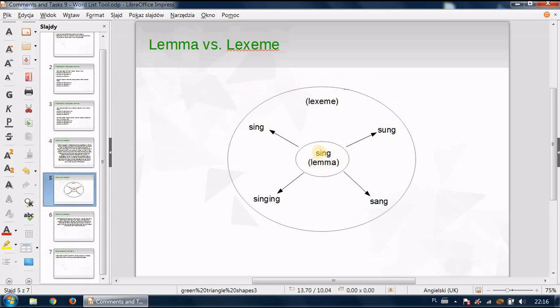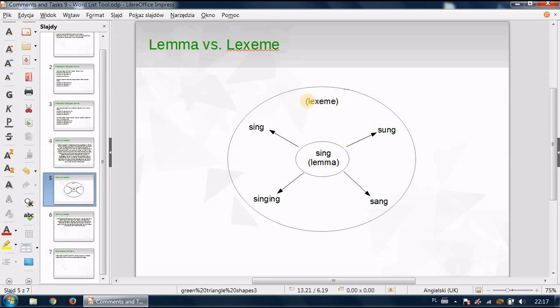The word lemma refers to the head word, representing all the inflectional forms of a given word. All the inflectional forms of a given word, including the head word or the base form, would be lexeme. Okay, so it is a small change of perspective, the way you look at the two things.